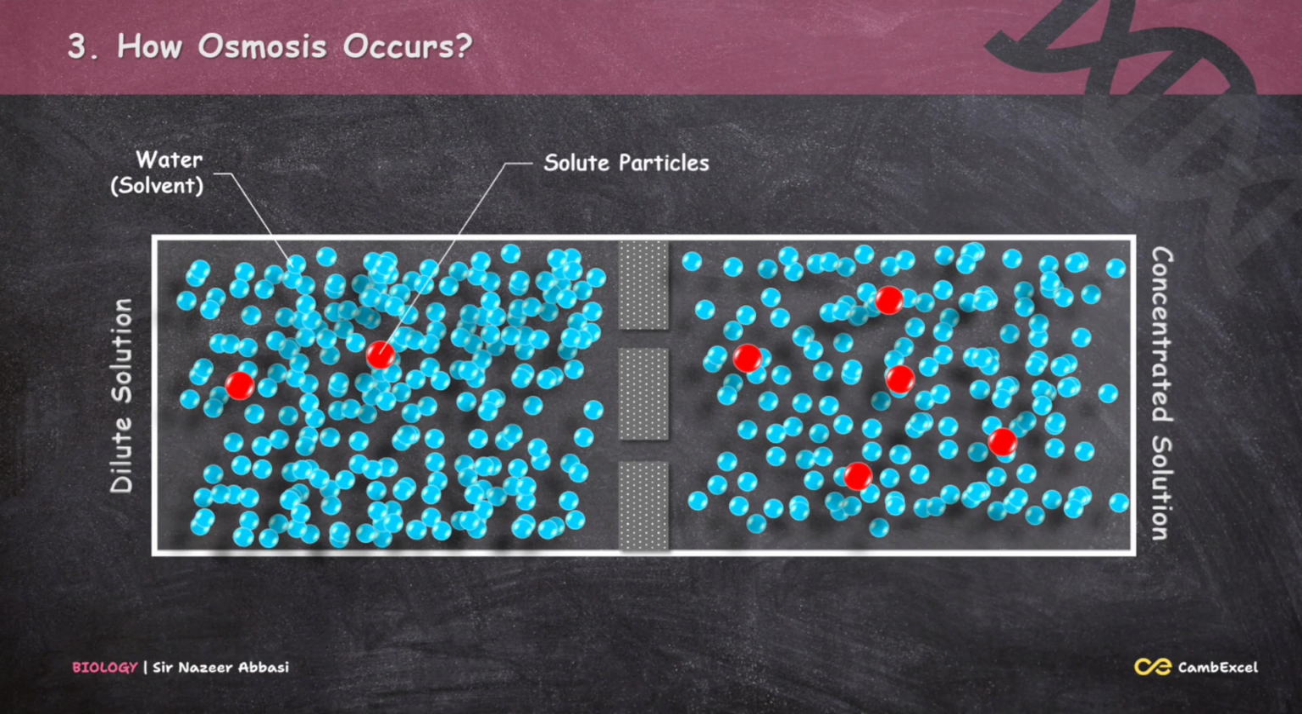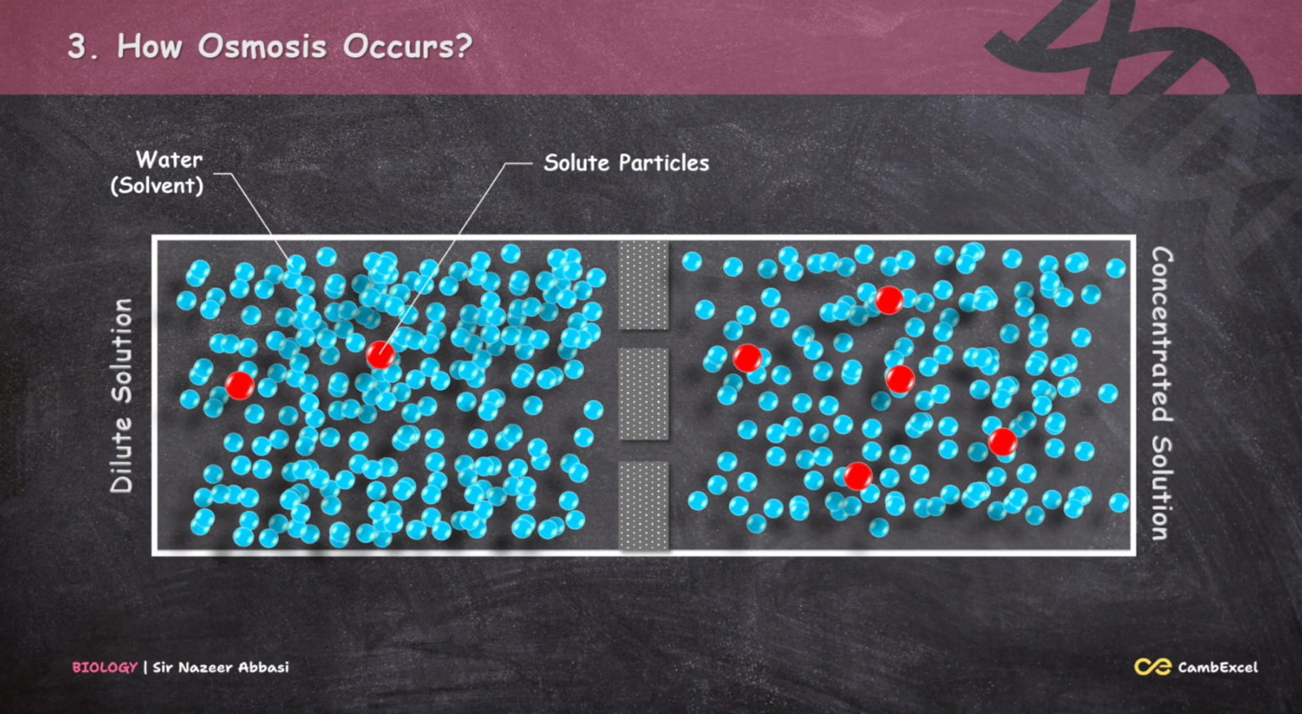If you recall our previous lecture about diffusion, we learned that particles move from the area of higher concentration to the area of lower concentration. Now look at the concentration of solute particles between these two solutions. The solute particles are higher in concentration in the right side solution, while their concentration in the left side solution is lower. So technically these solute particles should move from right to left, but there is a problem. The pores in this partially permeable membrane are very small.